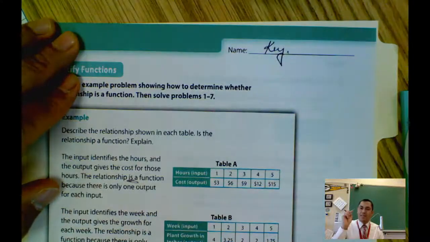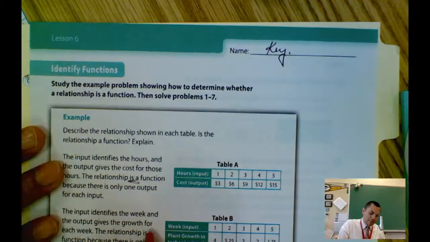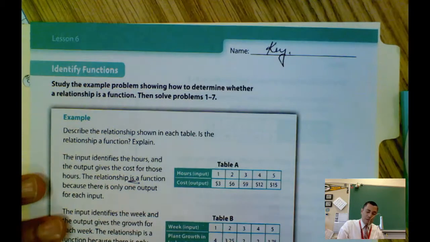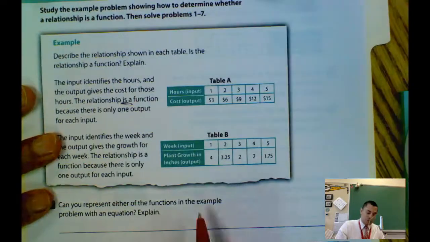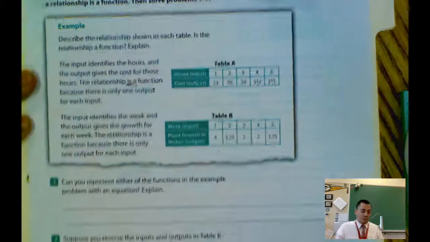Let's say it: the inputs do not repeat. The input identifies the week and the output gives the growth of each week. The relationship in this case is a function because there is only one output for each input. So 1, 2, 3, 4, 5. There is no repetition in the input, so there is a function here. 1, 2, 3, 4, 5. Now, let's answer the following questions.